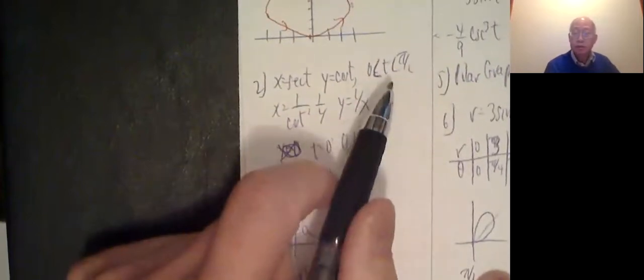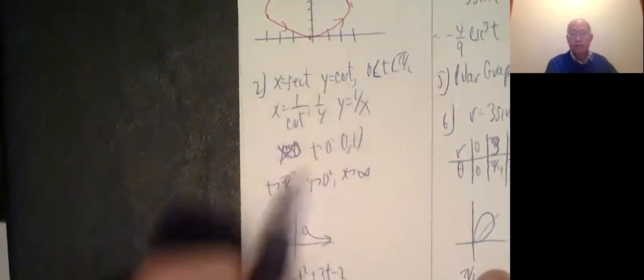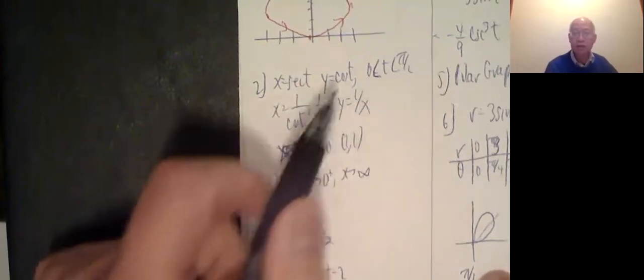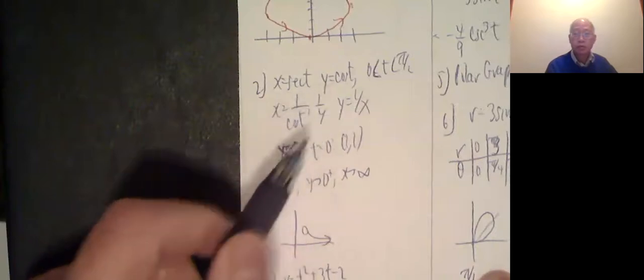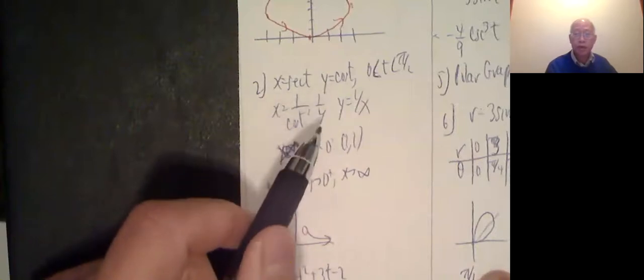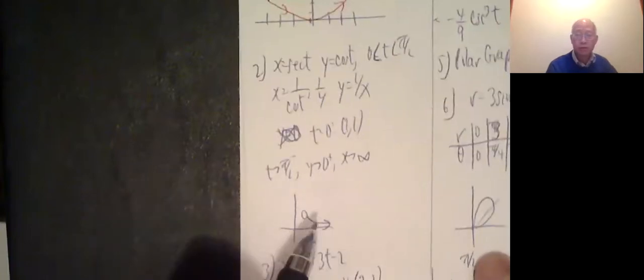And then t approaches pi over 2 from the left. So that would be like 89.999 degrees. The cosine, the y coordinate, approaches 0 from the right, which means its reciprocal approaches infinity. So that means the graph should go something like that.